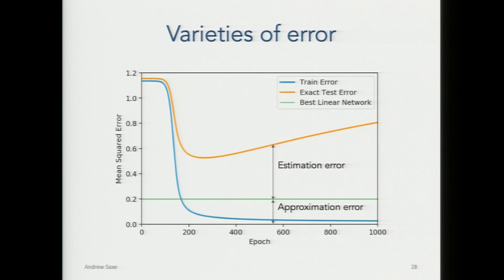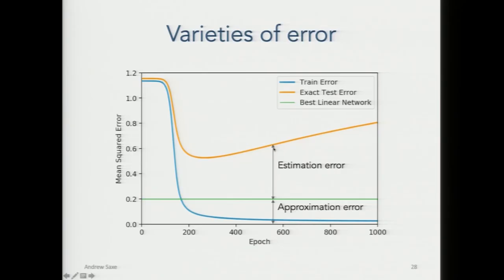So the idea is that I could write the performance of my model as the sum of two components. One is how well the best model in my class could possibly do if I were some omniscient oracle that just got to choose the best possible network in my model class. That's the approximation error. And then the estimation error, which is the gap between the approximation error and how well I'm actually doing. So that's coming from the error in estimating my parameters.